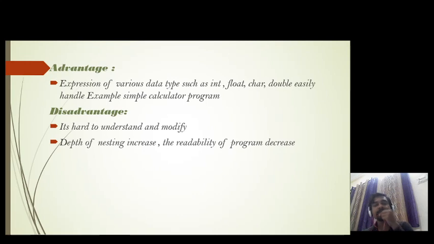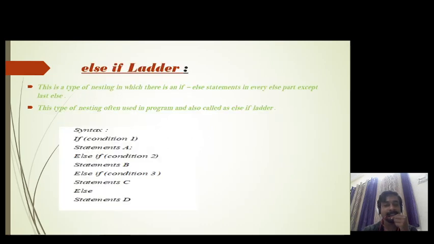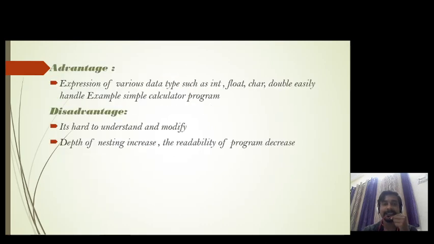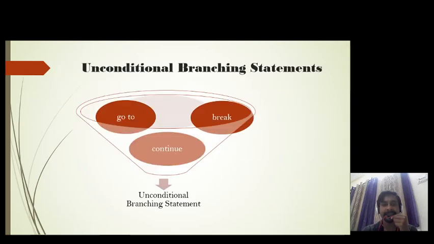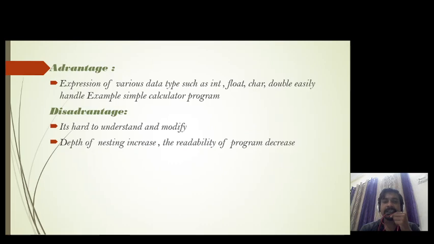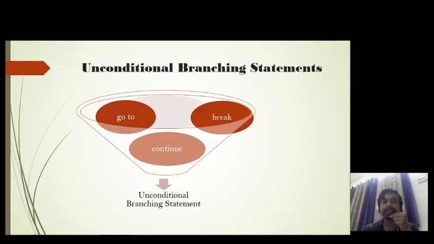The advantage of the else if ladder is that expressions of various data types such as integer, character, float and double are easily handled by simple calculation programs like that. The disadvantage is that it is hard to understand and modify, as we all know after observing this syntax, the depth of nesting increases, and obviously the readability of the program decreases. So till now we tried to understand what exactly conditional branching statements are.